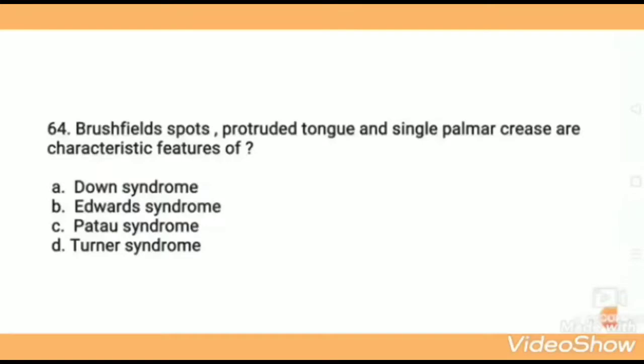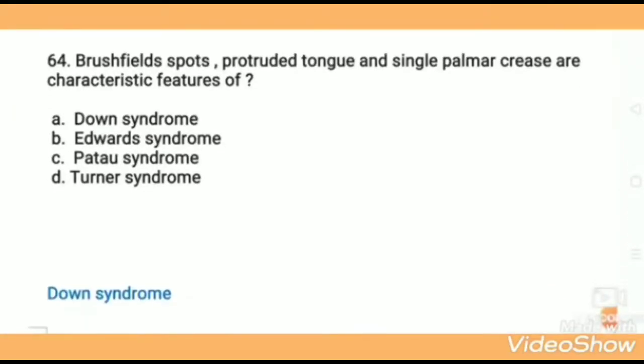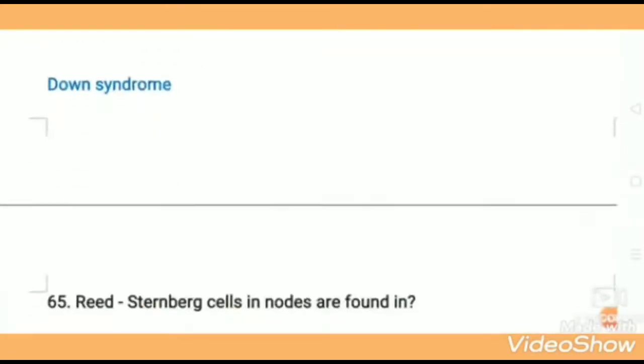Brushfield spots, protruded tongue, and single palmar crease are characteristic features of Down syndrome, Edwards syndrome, Patau syndrome, or Turner syndrome. So, Brushfield spots, protruded tongue, and single palmar crease are characteristic features of Down syndrome. Next question.